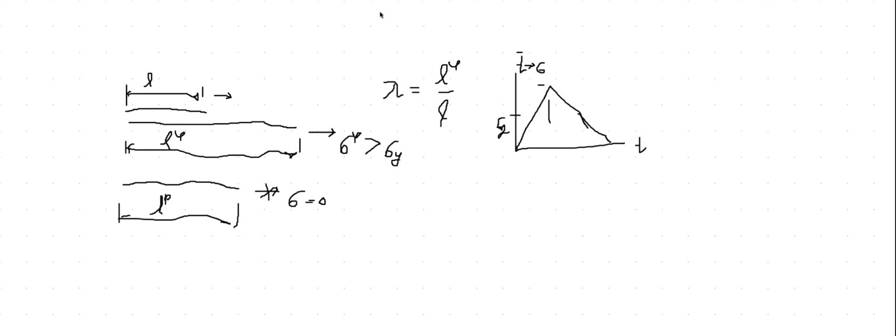So when I do this, I can say, okay, lambda, which is equal to L phi over L, L phi being the length with the maximum value of the load applied, L being the initial length, can also be written as L phi divided by LP, and then LP divided by L.